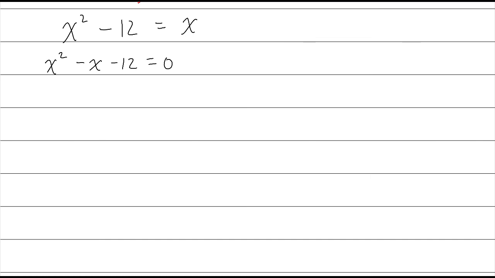Okay, then you can factor it. You can use the quadratic formula. This one's not too hard to factor. Remember, you can go back and review how to factor. But x minus 4 times x plus 3 equals 0. Remember, the zero product property says that I can take each of these and set them equal to 0.